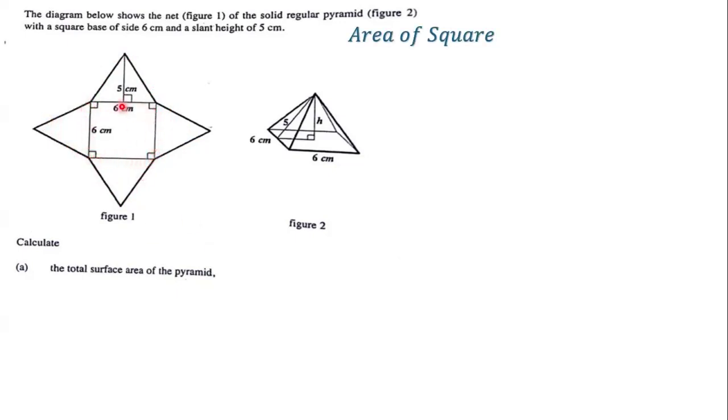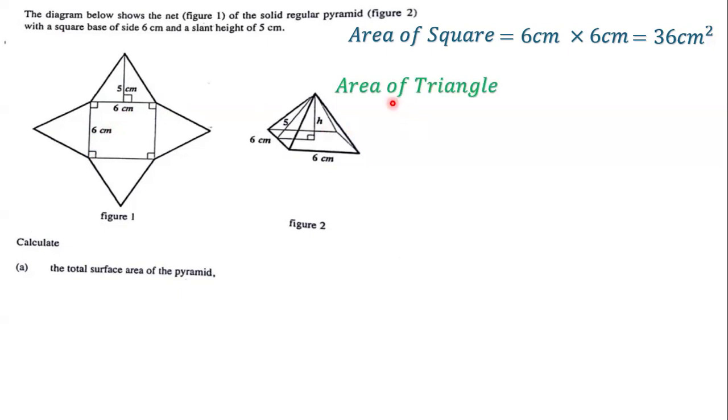And area of a square is just length times width. And length times width is just going to be 6 centimeters times 6 centimeters, which is 36 centimeters squared. And so that's going to be the area of this square. Length times width, or 6 centimeters times 6 centimeters.